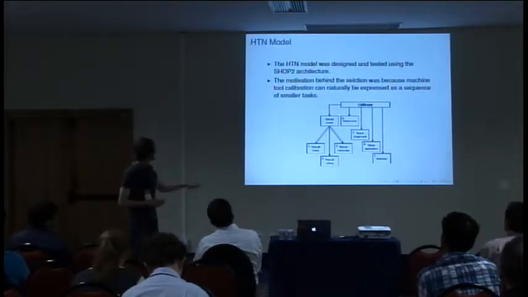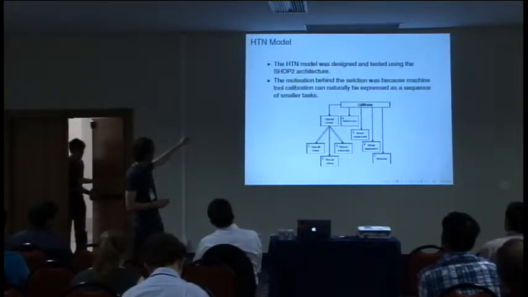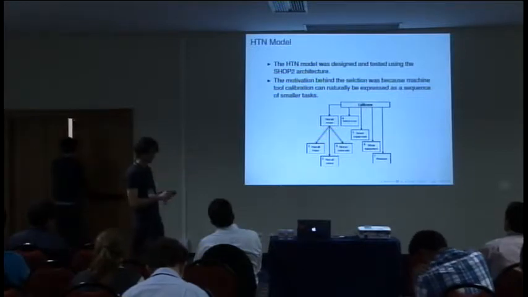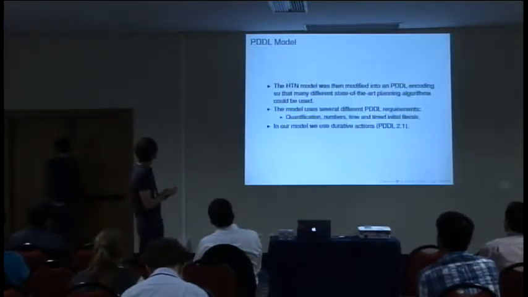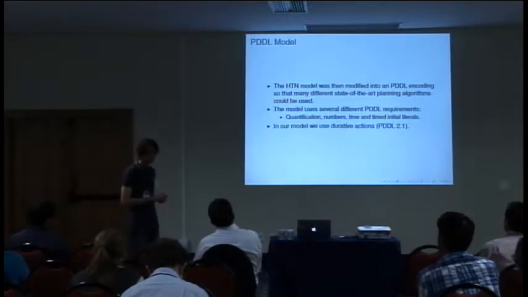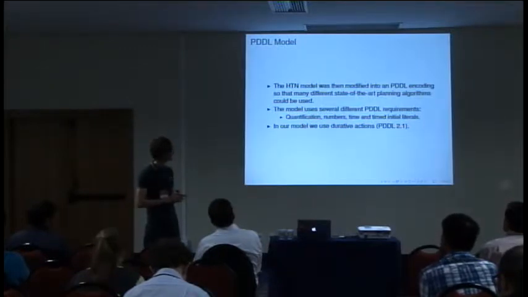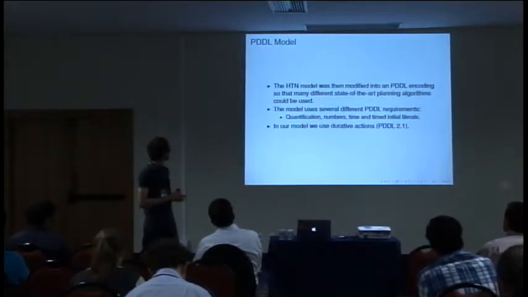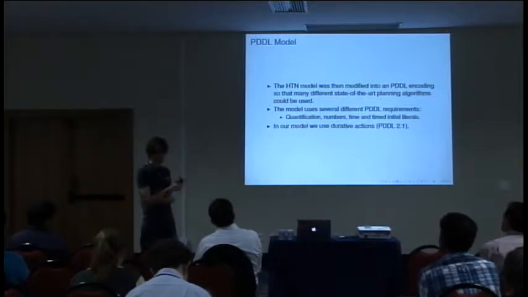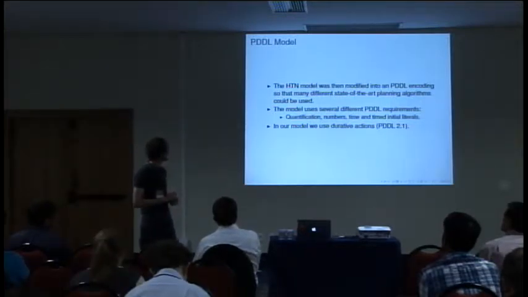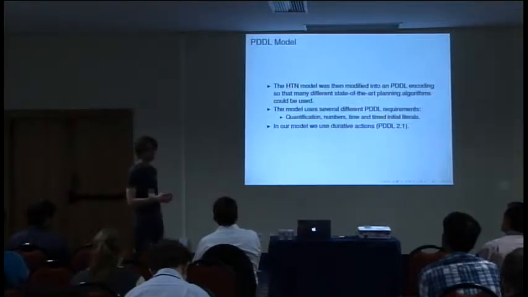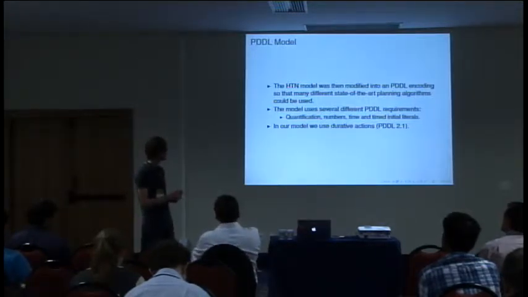So with the HTN, we have an abstraction here where you can see how we broke it down. This is very abstract, but just to show that it could be nicely represented as subtasks. But then we moved to the PDDL encoding because it's easier in PDDL to represent time and concurrency, and also you can use a larger variety of planning algorithms. So in our PDDL model we use quantification numbers, timed initial literals, and also derived actions, obviously because we're trying to optimize in terms of time. So time is very important.